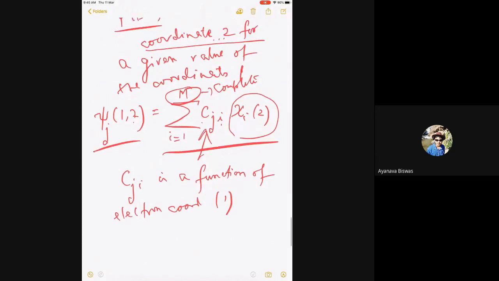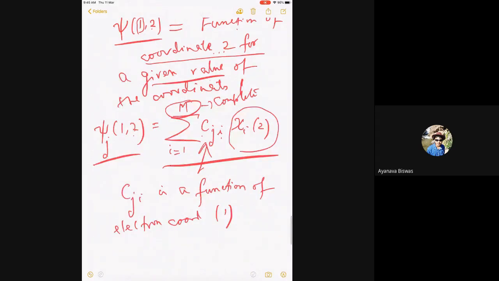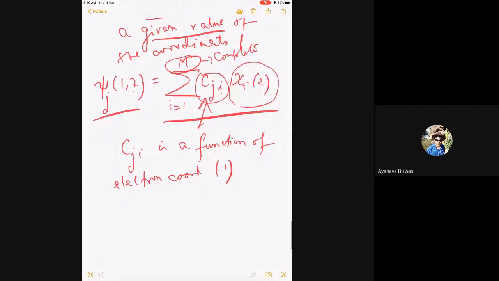So look at it how I'm doing it. I'm looking at the 2 electron function as a function of only 1 electron, keeping the rest of the electron or electrons as parameters. So they are given, they have set values. So my coefficient will now depend on those parameters. Okay? Then I can immediately say that this Cji is also a function of electron coordinate 1.